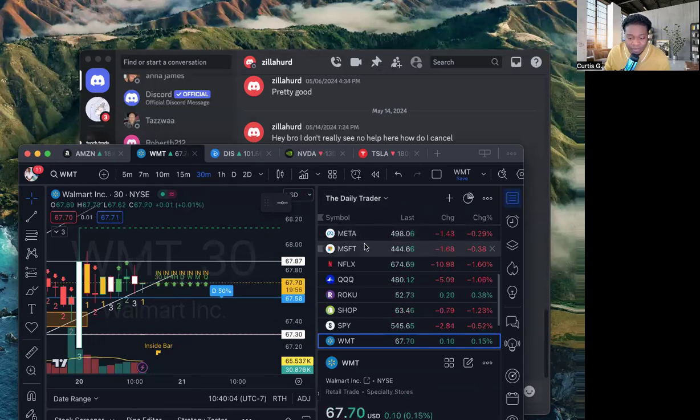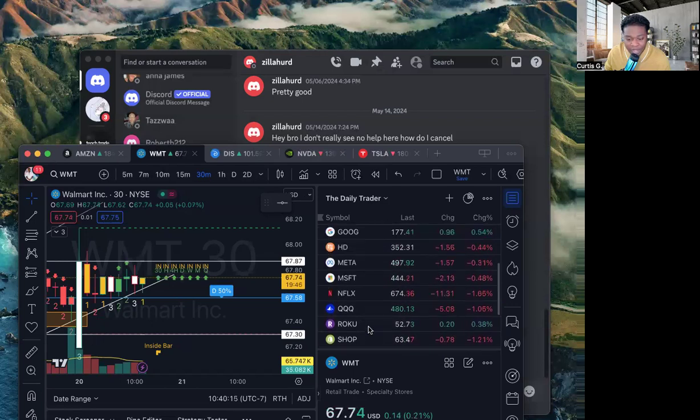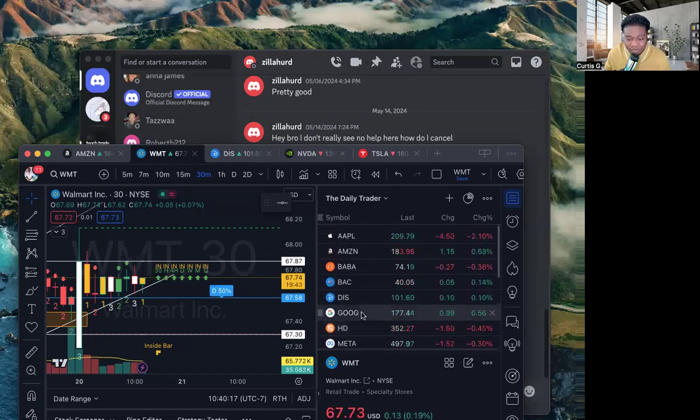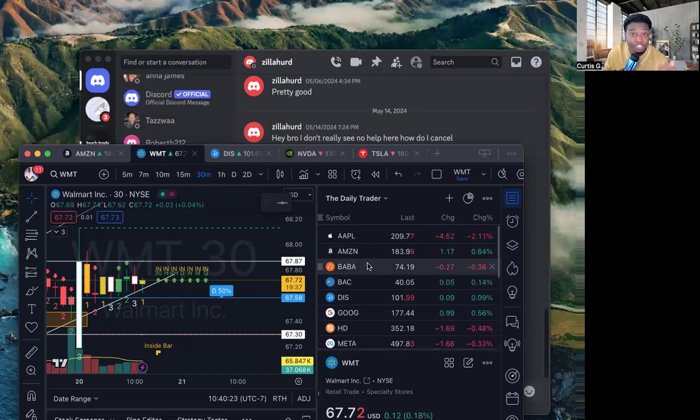I'll check Meta, Microsoft, Netflix, even though these are typically more expensive. QQQ, Roku, Shop, Spy, Walmart. There's more, there's a few missing. Oh, here we go. XLE, XLF, XOM. I need to add Amazon. Make sure we got Google, Disney, all these, Apple. This is my daily watch list. So these ones I go through and I check every single day for any potential setups.